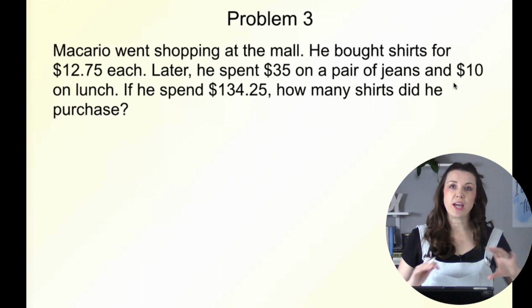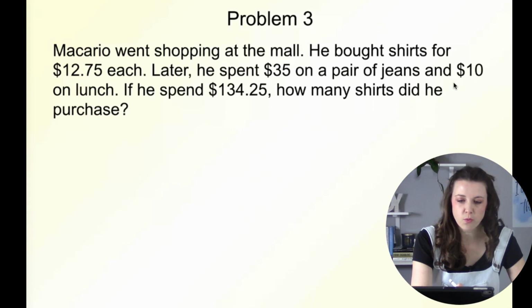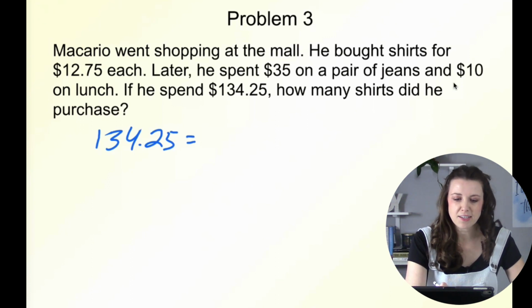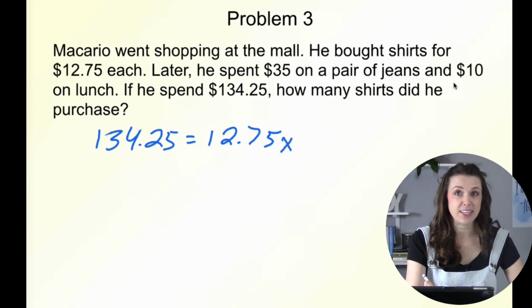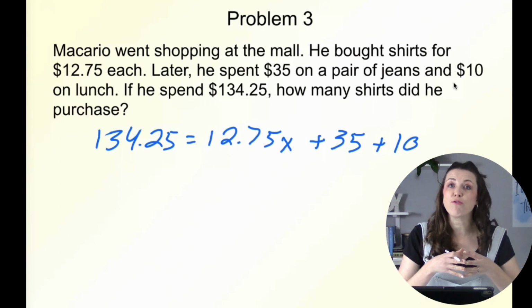So what I'm going to do is just create an equation for this. So if he spent $134.25, and what did he buy? Well, he bought shirts, $12.75 per shirt, but I don't know how many shirts he has. So I'm just going to put here X to represent the number of shirts, plus the $35 on the jeans, plus the $10 on lunch. Now, what I'm going to do is solve for X.